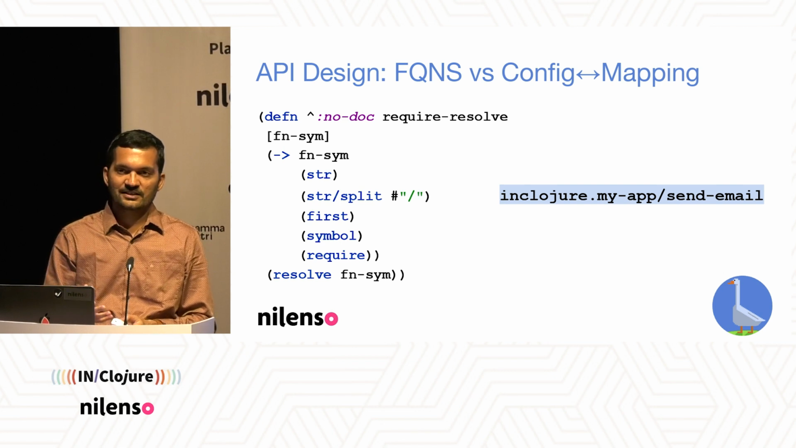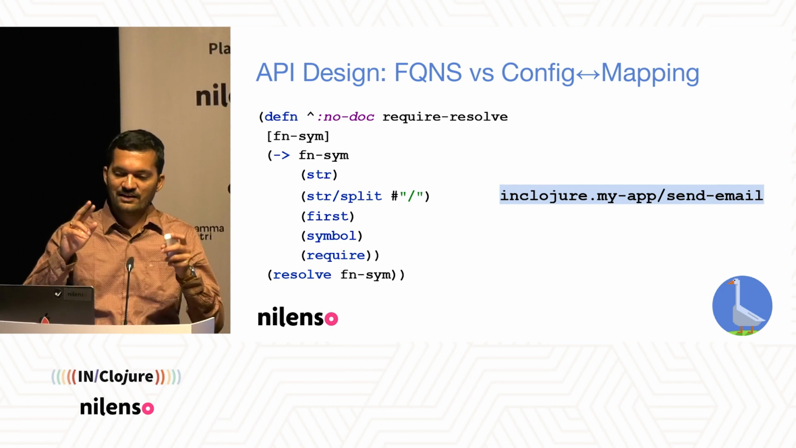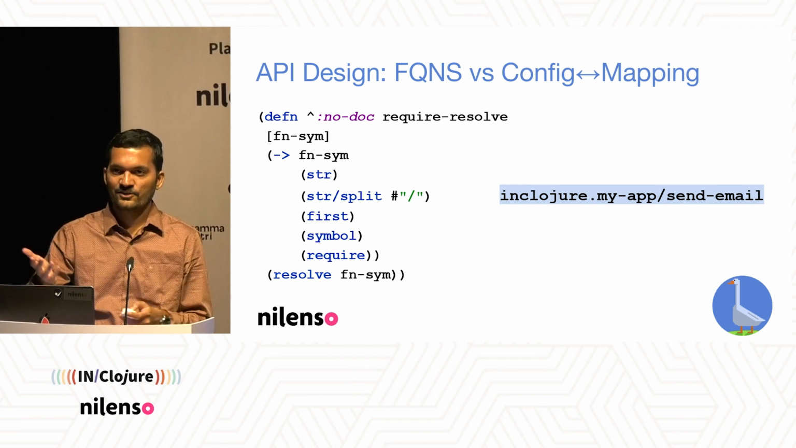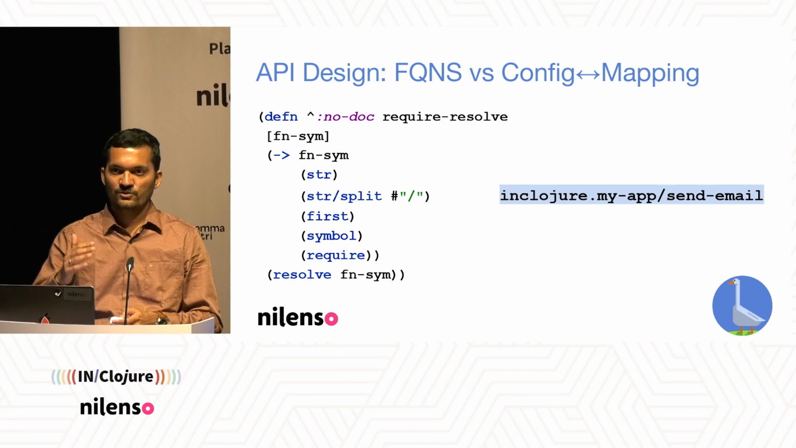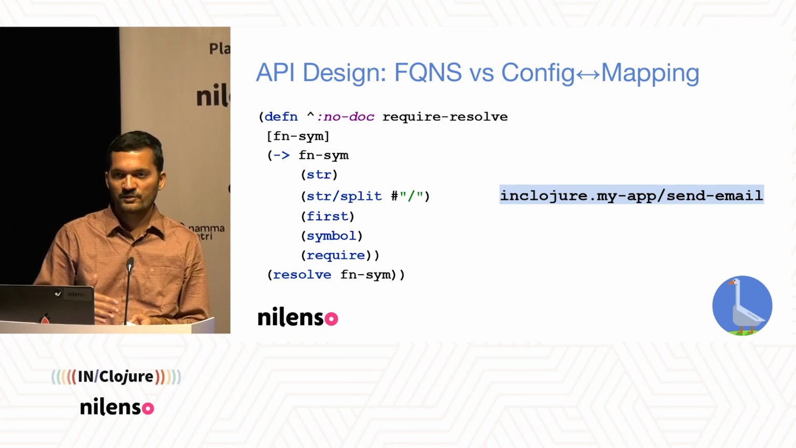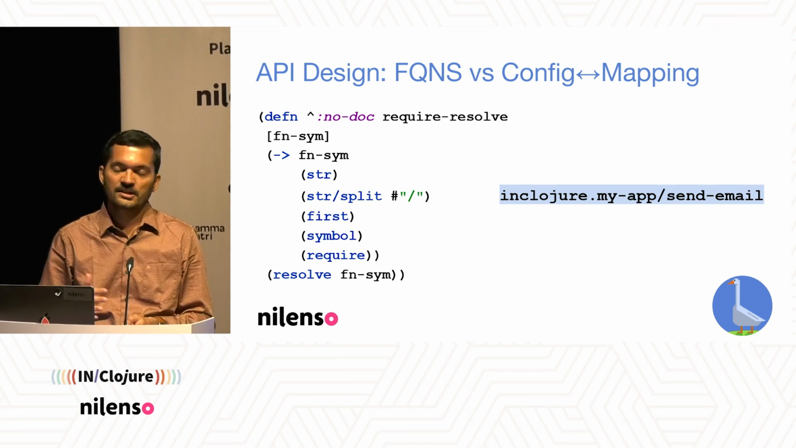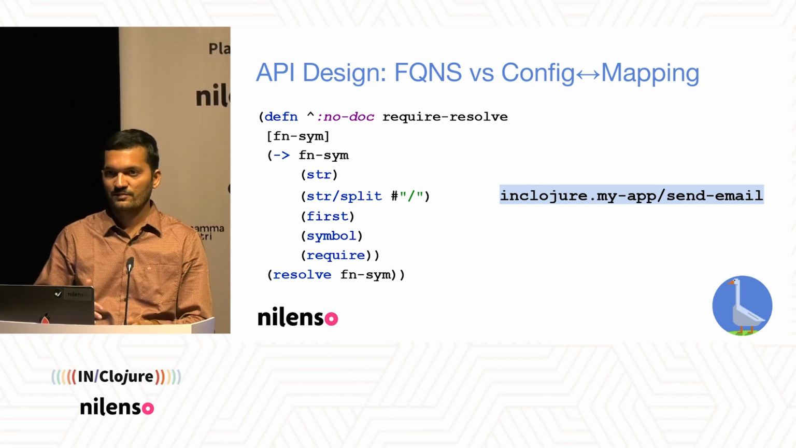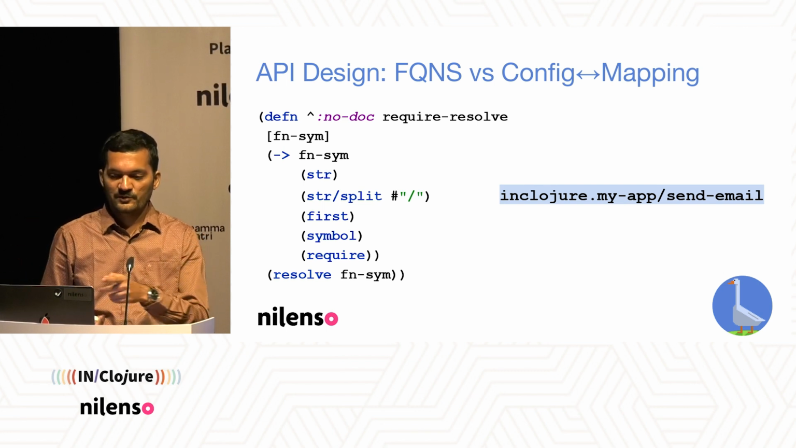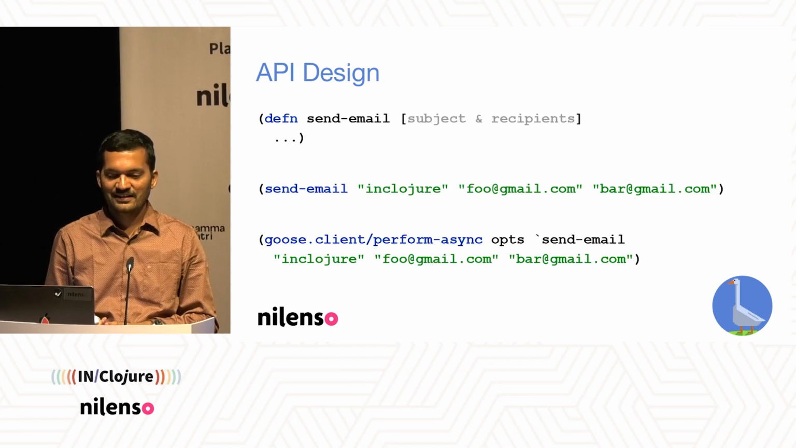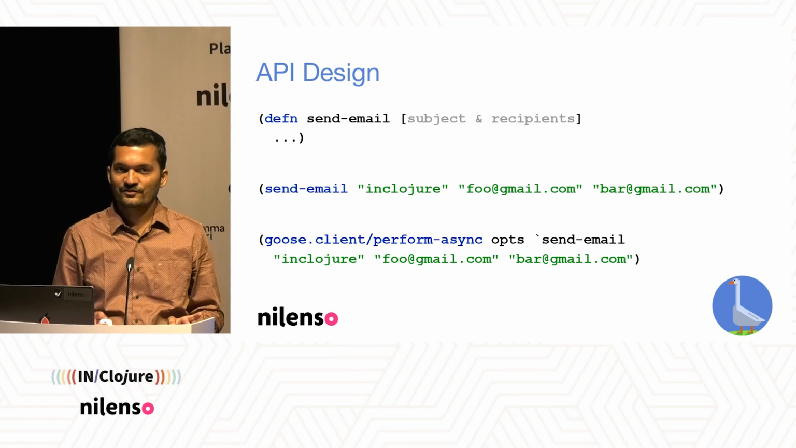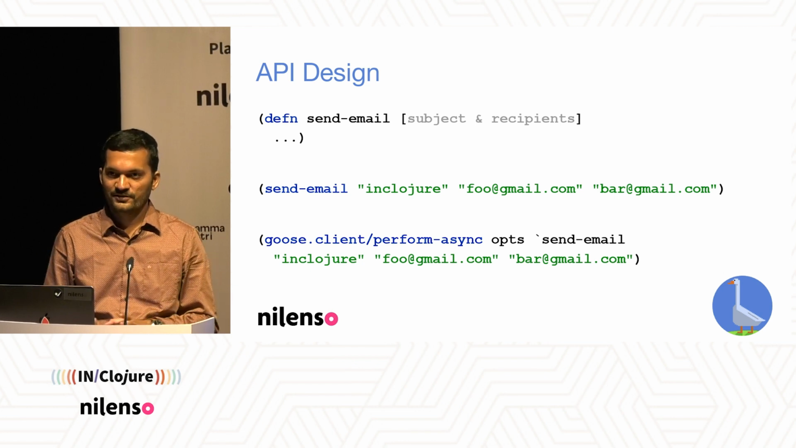There was another way we could have done this, which is a simple config mapping. We could have asked users to map a send-email string or keyword to the send-email function. Now that would have increased friction, and users would have to remember, whenever they're adding a new job for async execution, to update this mapping. When they're removing a job, they need to remove that mapping. So we made this trade-off purely for the user's simplicity, and as a result of that trade-off, we have such a good API design.